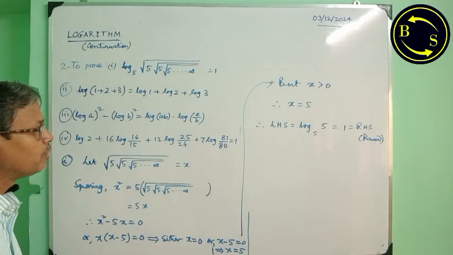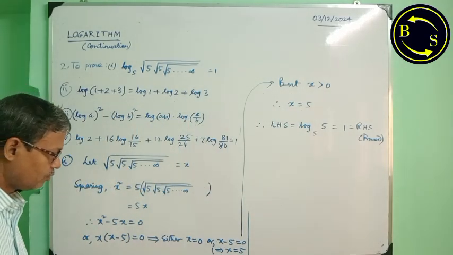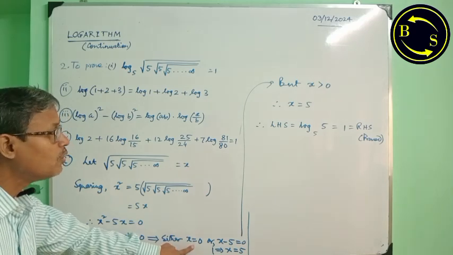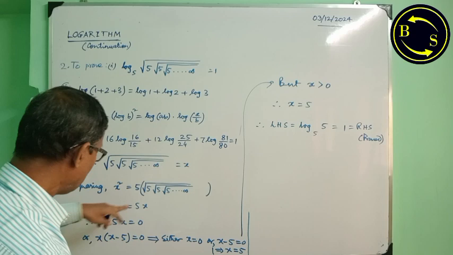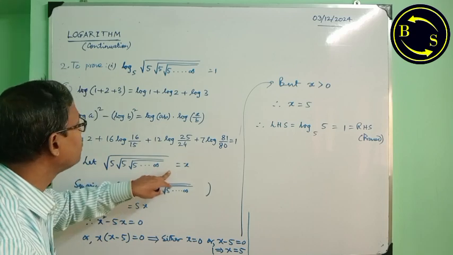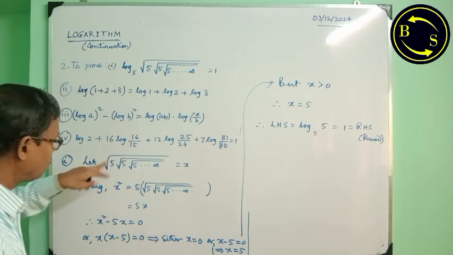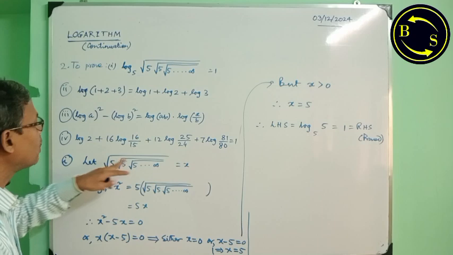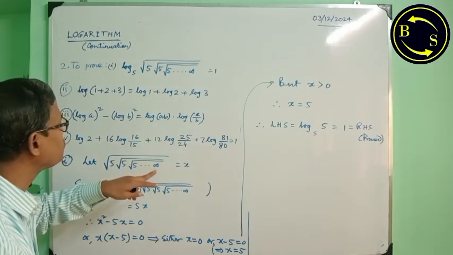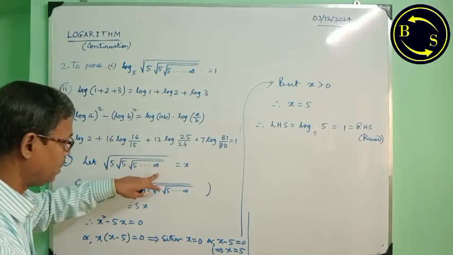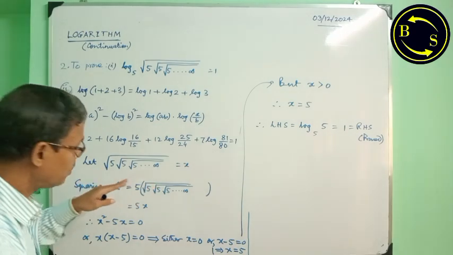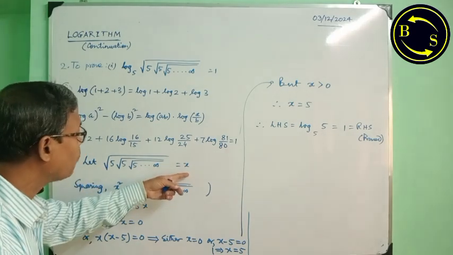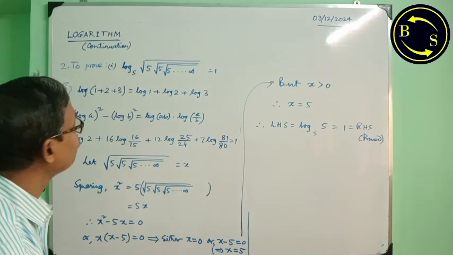I think you have followed. Why x is not equal to 0? I have explained that. First of all, this one is a positive number: square root of 5 into square root of 5 into square root of 5 up to infinity. Therefore, it is the square root of a positive number. Therefore, the value of x is never 0.